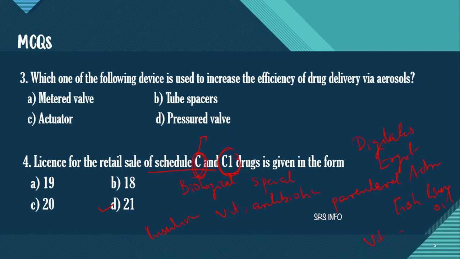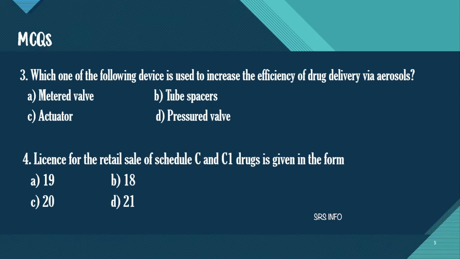Okay. Then Form 19 is the application for the license to sell, stock, exhibit or offer for sale of drugs other than Schedule X. These are coming under Form 19. And Form 20 is for the retail of the drugs which are specified other than Schedule C, Schedule C1 and Schedule X. These are coming under Form 20. So, the license for the retail sale of Schedule C and C1 drugs is given in Form 21. Option D is the answer.